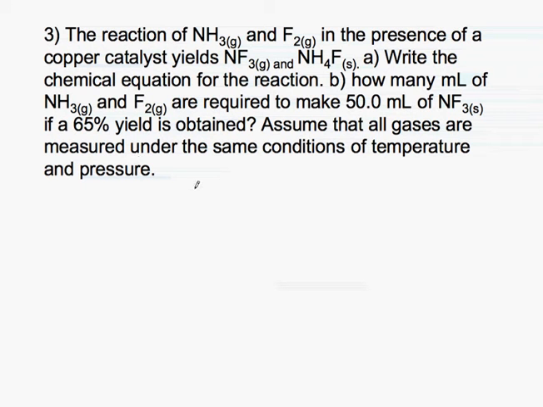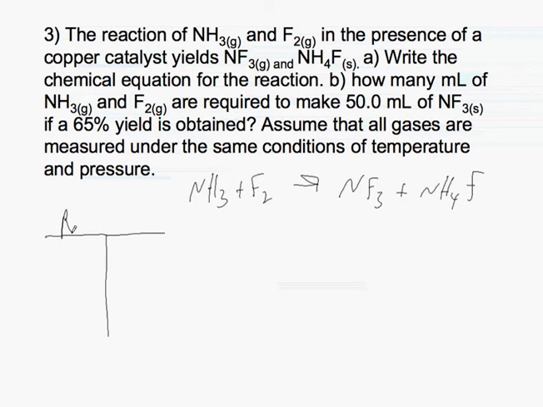So the first thing we need to do is balance our chemical equation. We have ammonia plus fluorine gas going to form nitrogen fluoride plus ammonium fluoride. So let's balance our chemical reaction. Write it out. We have our reactants and we have our products. Nitrogen is equal to 1. Over here, nitrogen on the product side is equal to 2. So I'm going to put a 2 here to balance those off.